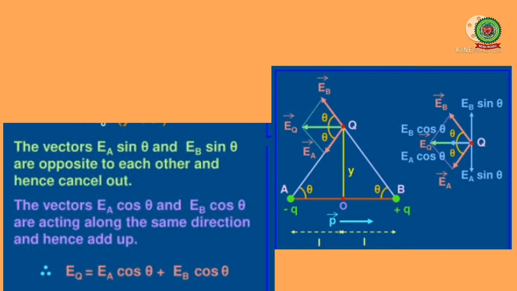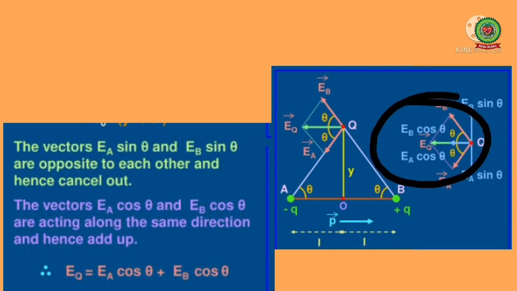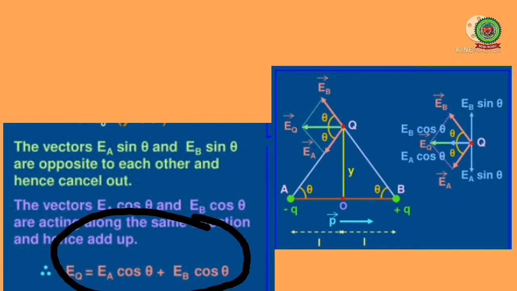Students, as we can see the direction of EA and EB, we can say that EA sin theta and EB sin theta act in the opposite direction to each other, and as their values are equal, hence they will cancel out. Students, EA cos theta and EB cos theta are acting in the same direction, hence we need to add them. Therefore, the resultant electric field intensity becomes equal to EA cos theta plus EB cos theta.